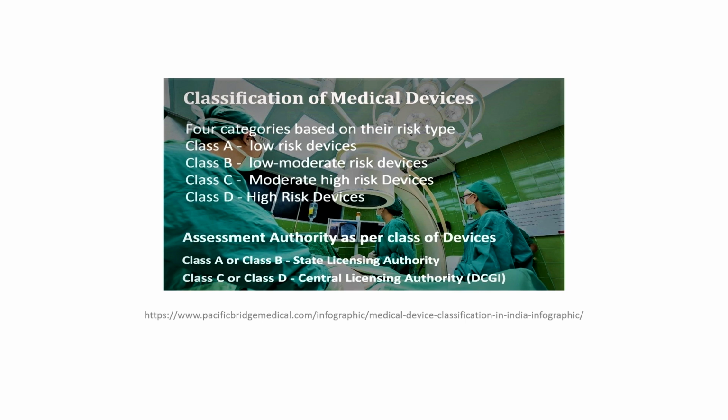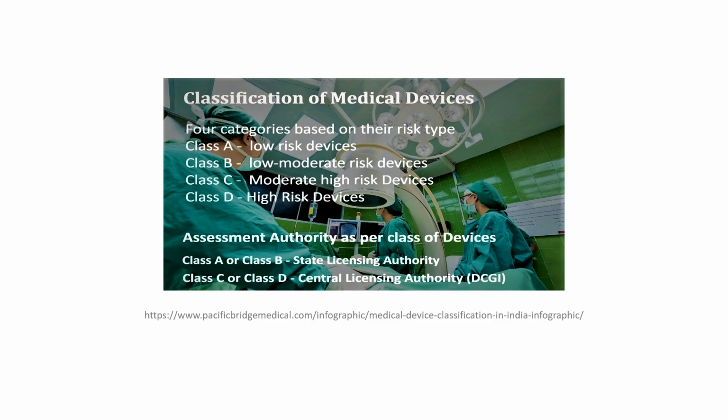Class A is typically low risk devices, class B is low to moderate risk devices, class C moderate to high risk devices, and class D are very high risk devices. So, you can think upon majority of the diagnostic devices which are non-invasive are lying lower in the class, like maybe A or B, right. High risk devices are maybe implants and technologies which are going inside your body, right.